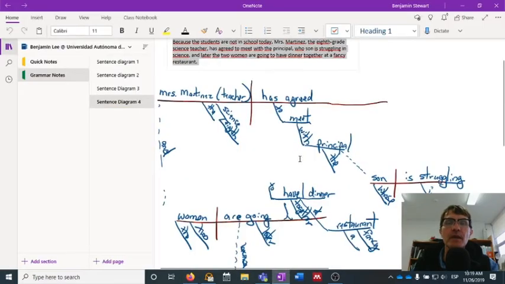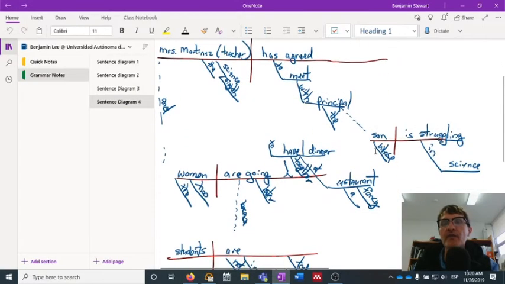Okay, so let's continue on. We have whose, which is going to modify son. Then we have the verb phrase is struggling, which is present continuous. Then we have the prepositional phrase in science, which is answering the question where or when. When is the son struggling? Well, in science, specifically science class.